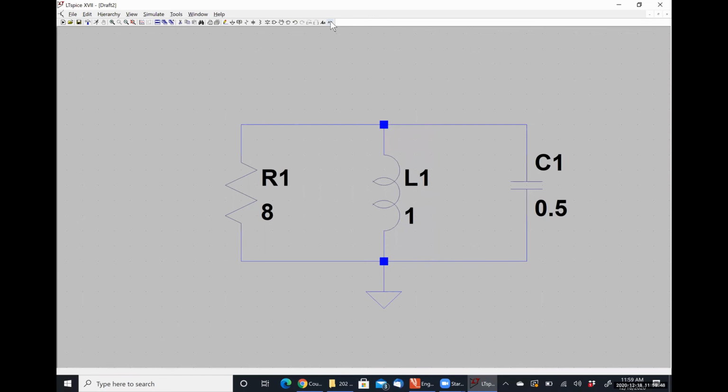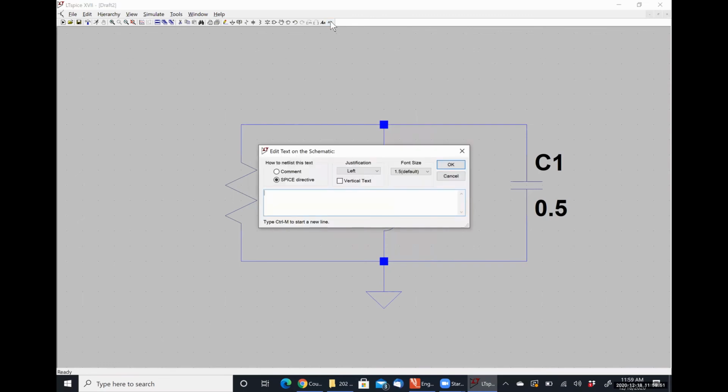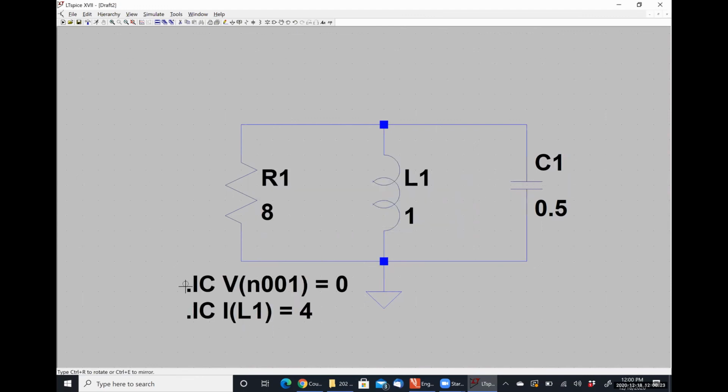All right, so we're going to set some SPICE commands. This is where we're going to put in our initial conditions. We are going to analyze only for t greater than 0 plus. The initial condition on our capacitor voltage was 0 volts, right? The initial condition on our inductor current was 4 amps, right? So I'm going to click OK and throw that down here. Let's see, alpha is 0.125.